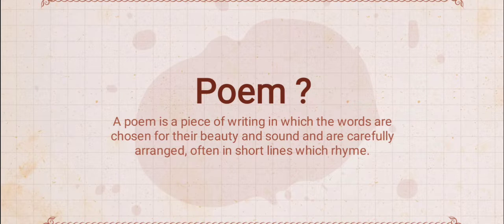A poem is a piece of writing in which the words are chosen for their beauty and sound, and are carefully arranged, often in short lines which rhyme. Some experts, like Aristotle, a philosopher, described in the existing fragments of his Poetics three genres of poetry: the epic, the comic, and the tragic. He developed rules to distinguish the highest quality poetry in each genre, based on the underlying purpose of the genre.